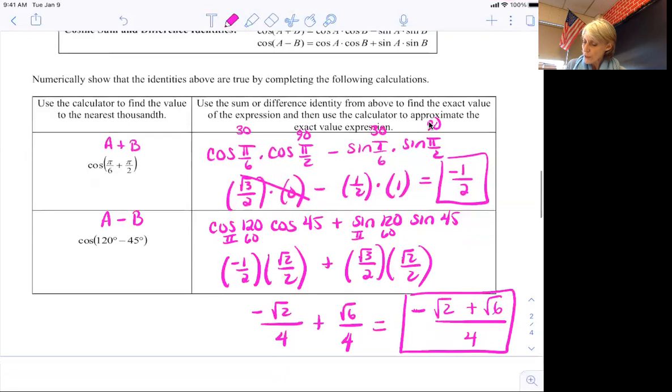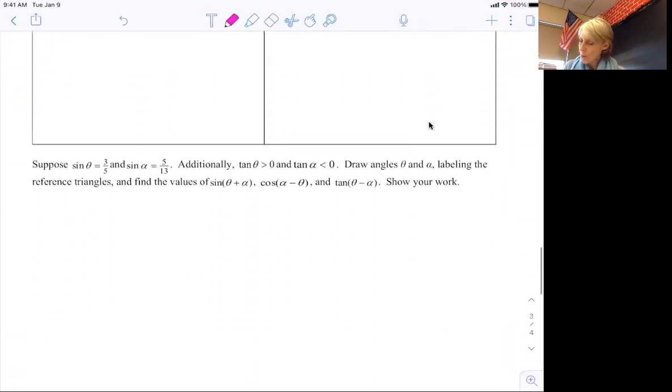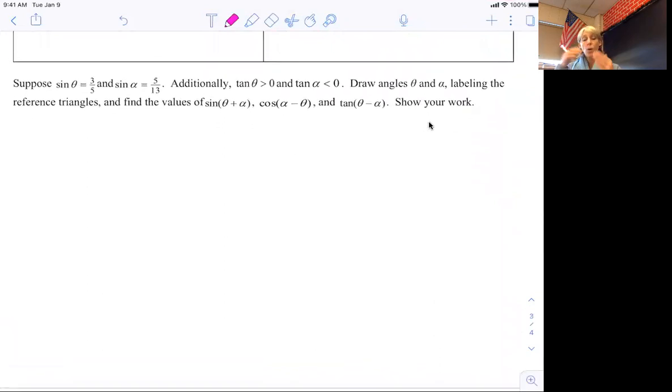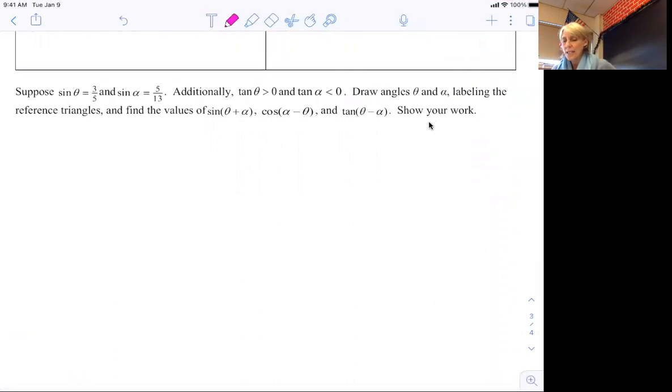Now we're going to hop over the tangent for a moment. We're just going to try a different type of example, and we'll go back to the tangent on Monday or the next time we have class. Okay, let's look down here. Suppose that sine of theta is 3/5. Sine of alpha is 5/13. Additionally, so here's my given information.